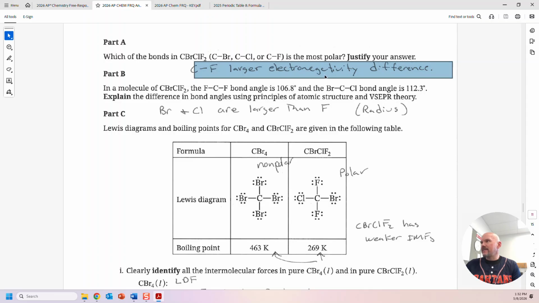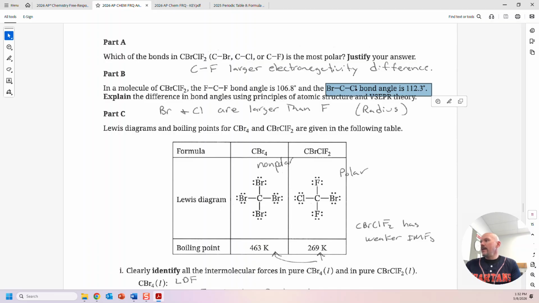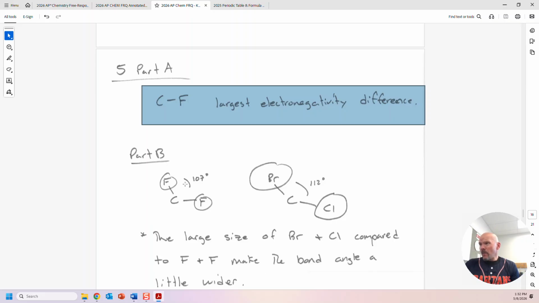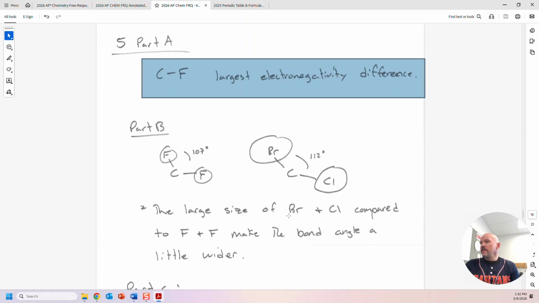The reason this has a bigger angle than this one is because the bromine and the chlorine have bigger radii. And so they can't come together to 106.8 degrees because their radii are too big. So they're a little bit further apart. Here, this bond angle they were saying is around 107, whereas this bond angle's 112. And the reason is the large size of bromine and chlorine compared to the fluorines makes the bond angle a little bit wider. Okay.